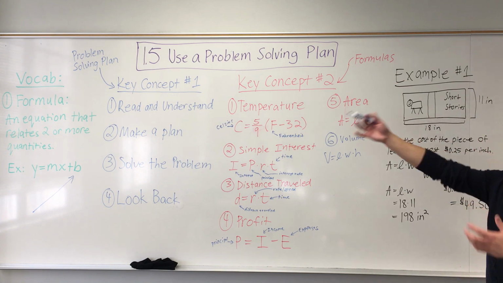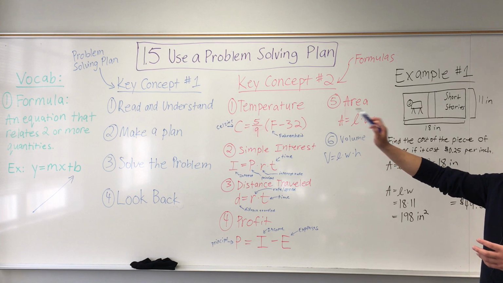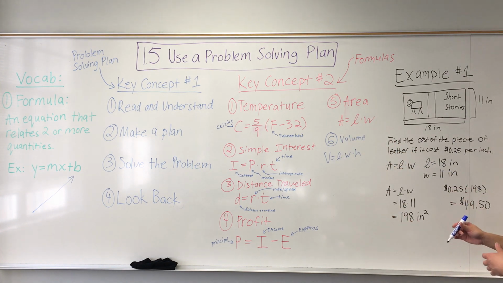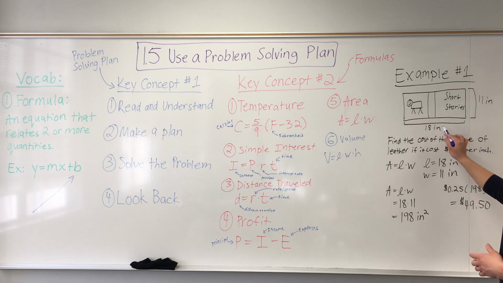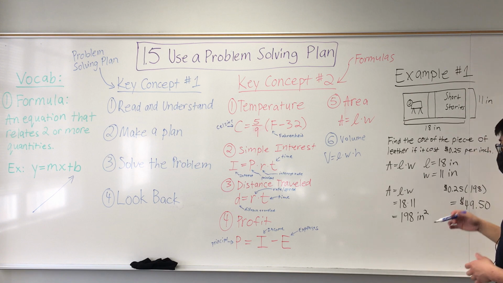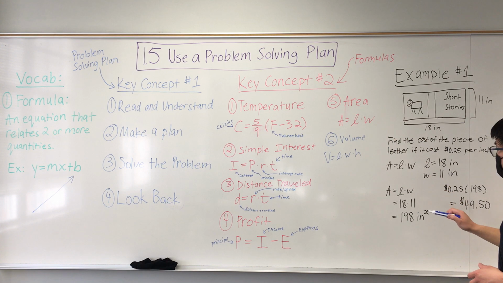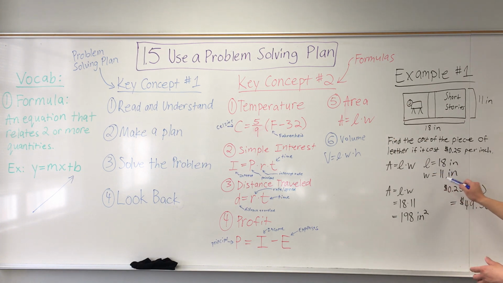So let's follow through with the first key concept, which is to formulate a plan, right? So what do we know? Well, we're given that the length is 18 inches and the width is 11 inches. So what formula do we need to use? Well, we need to use this area formula right here. So we have area is equal to length times width, and we're given that length is equal to 18 inches and width is equal to 11 inches.